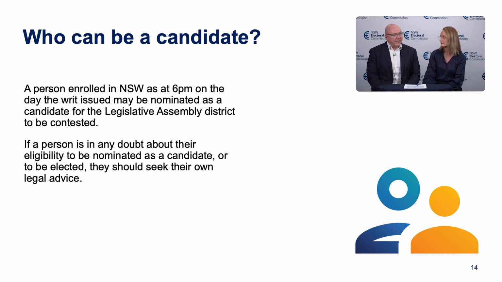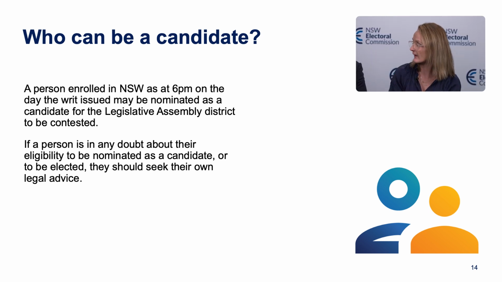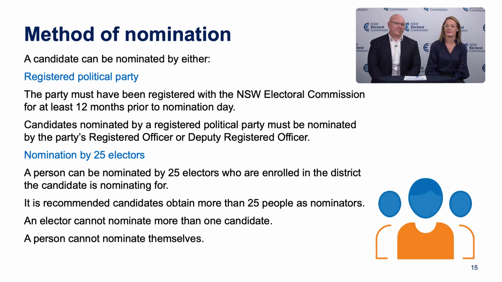And Amber, they can find the date of the issue of the writ on the key dates on our website. That's right, Gareth. Now, it's important to note that a candidate does not actually need to be enrolled within the district for which they are nominating. A candidate can be nominated by either a registered political party or nomination by 25 electors.